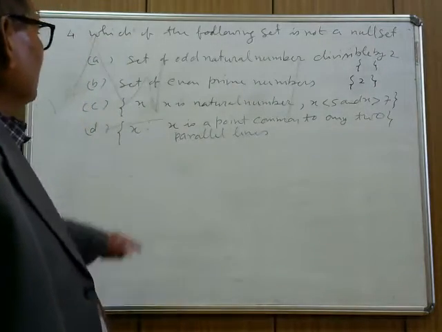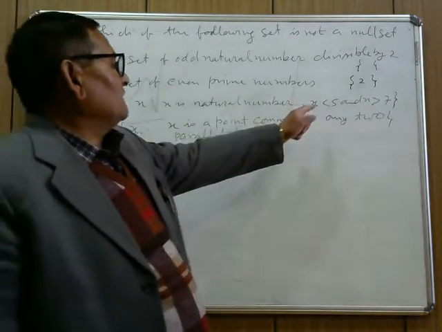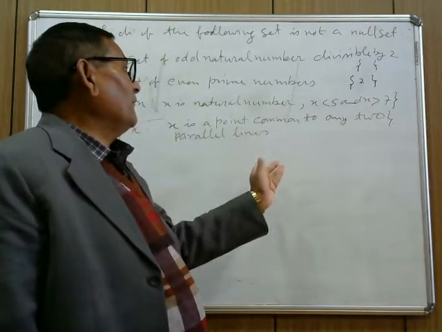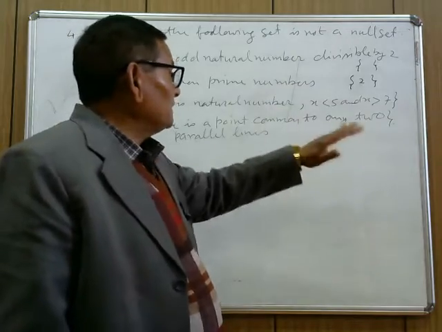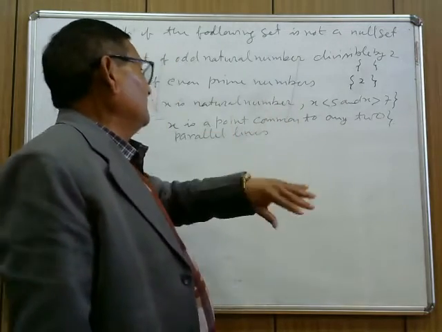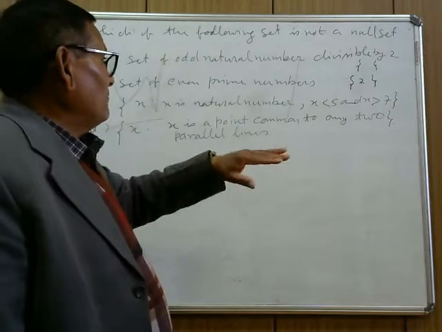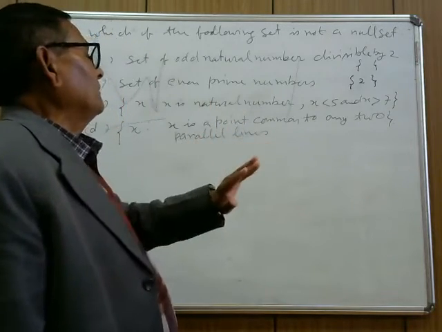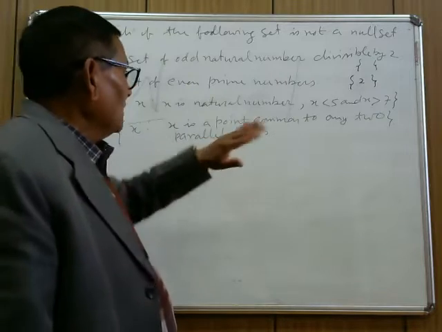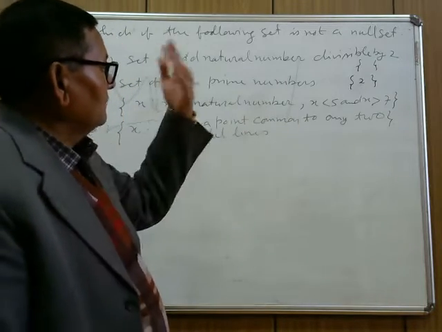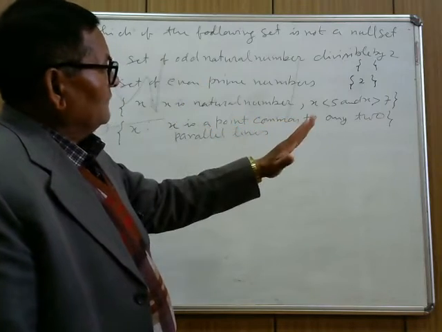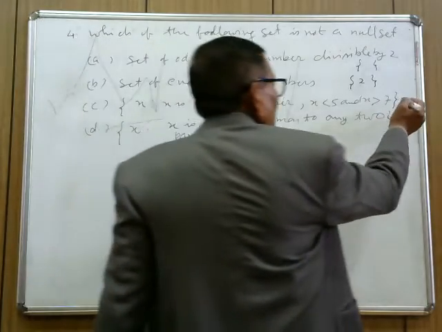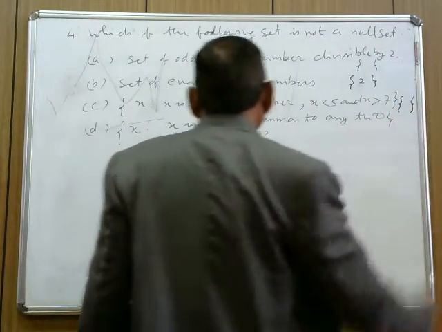Now in the third part, that is the simultaneous condition: x is less than 5 and x is greater than 7. This is the simultaneous condition for x, where x is a natural number. The same number is less than 5 and also greater than 7. It is not possible. If you take 4 as a natural number, it is less than 5, but it is not greater than 7. So that will not satisfy simultaneously. So it also has no element. It is a null set.